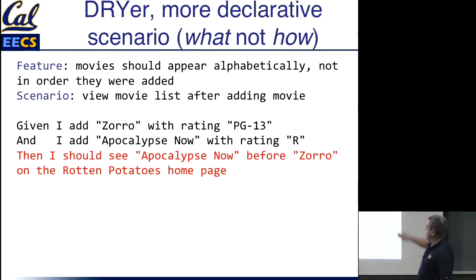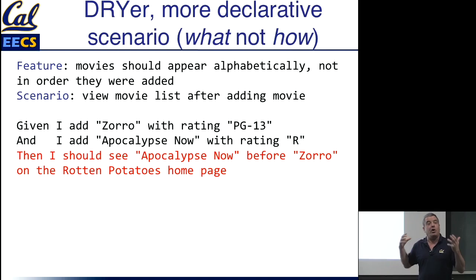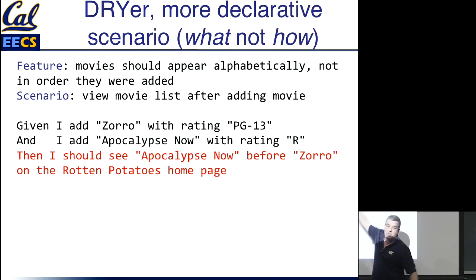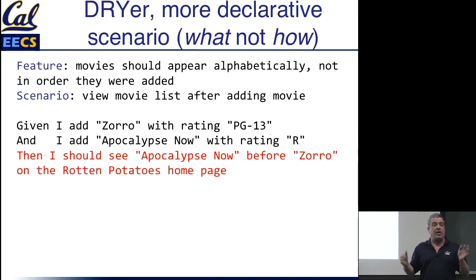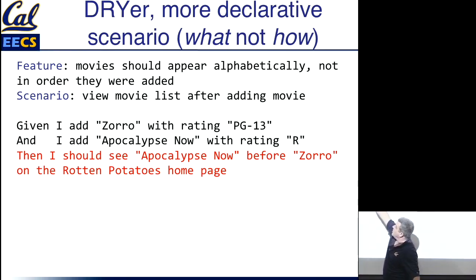Imagine a much more concise version of that scenario I just showed you that looks like this. Given I add Zorro with this rating and I add Apocalypse Now with that rating, then I should see one before the other on the home page. This is a scenario that really focuses on the thing I'm trying to test. So the question is, how do I get from one to the other? There are a number of strategies for doing it, but I will point out two key things. One of them is nothing here says anything about forms and filling out and the names of fields. It just assumes that somewhere there is a step definition that says, given I add Zorro with a certain rating.